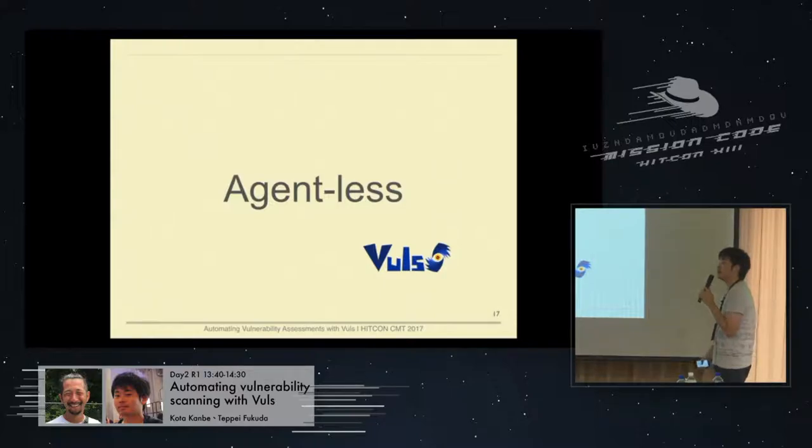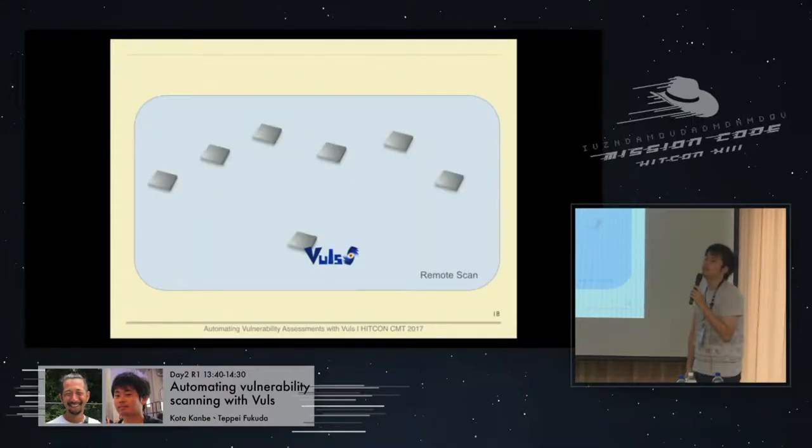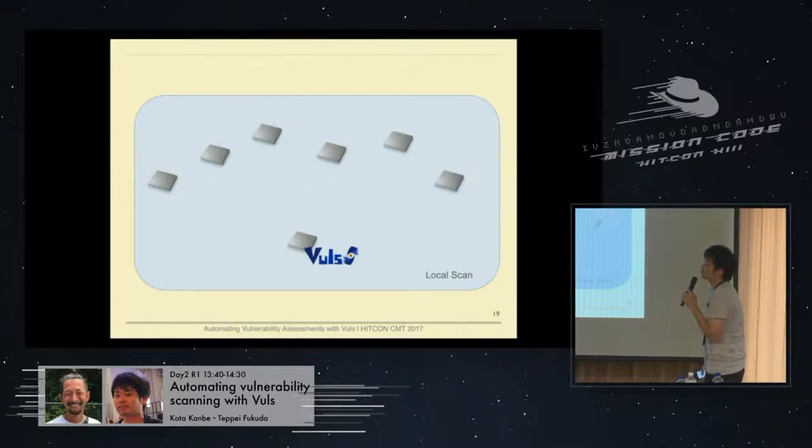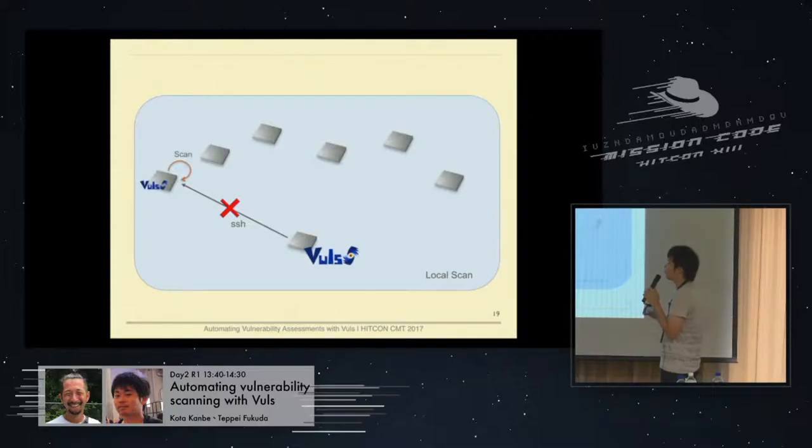This means that all you need to do is install Vuls on one server, and you can connect to the other servers via SSH and conduct scans remotely, as shown here. But what if you can't use SSH due to company policies, etc.? It's OK. In addition to remote scanning, Vuls also supports local scanning. Install Vuls on the servers that you want to scan, and conduct scans locally.